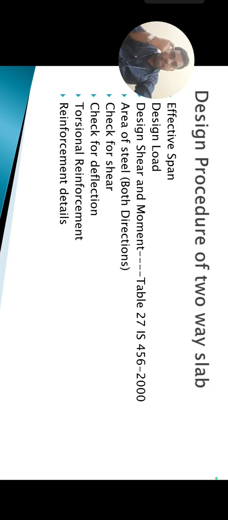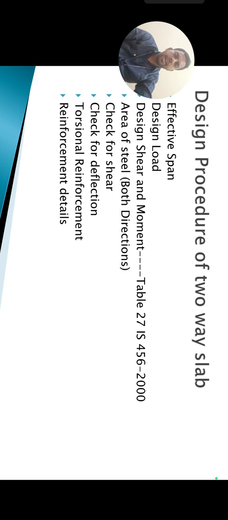After finalizing the moments, we have to find out the area of reinforcement along the shorter span and along the longer span. In a two-way slab, on both sides you have to provide the main reinforcement. In that situation you get two moments, one along the x direction and one along the y direction, based on that condition. You have to find out the area of steel in both directions.